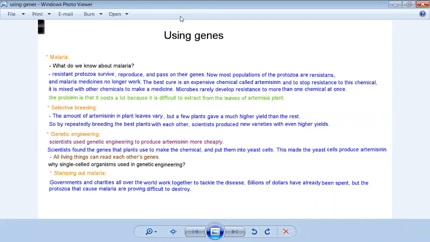Before dividing any cell, the nucleus needs to copy itself, which is to copy the genes. So genetic engineers depend on this method to copy any genes that they want in other organisms to make it easy to extract them later. So living things can be genetically engineered to make useful products by adding genes from other organisms to them.